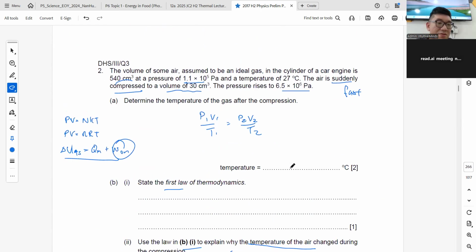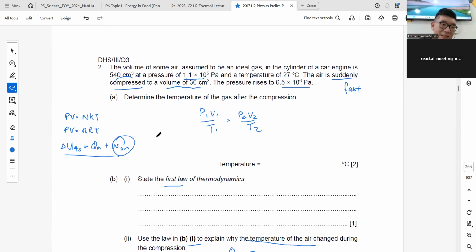Yeah, a lot of the questions you need to try lah. This is 3/2 NK delta T. This one sometimes you may need to use it. This one is minus integration P with respect to what?